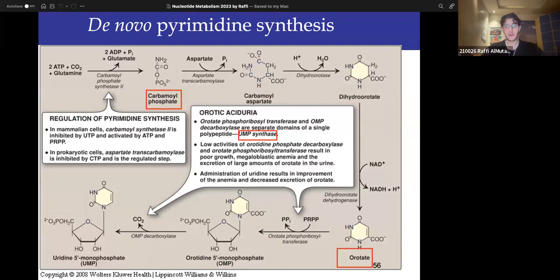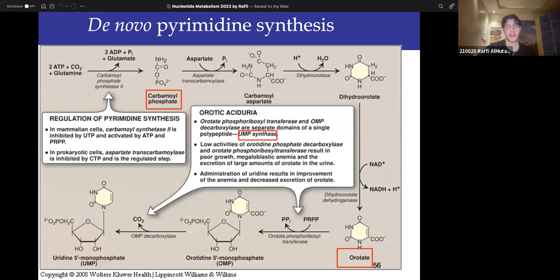I told you guys before, for example, if we have something-emia, that means it's in the blood. Well, if we have something-uria, like URIA, this means that it's in the urine. So we have orotic aciduria. This means we have too much orotate in the urine. So let's say the UMP synthase as a whole is blocked, or one of these two parts is blocked. The patients will have orotic aciduria.